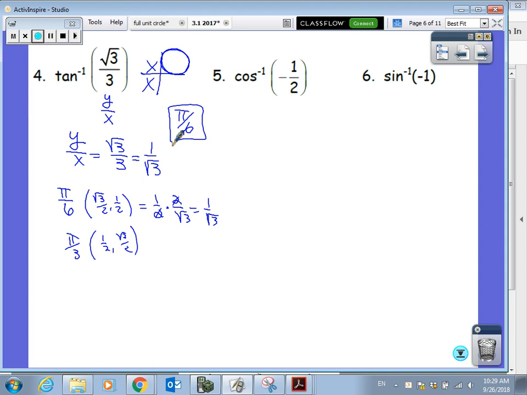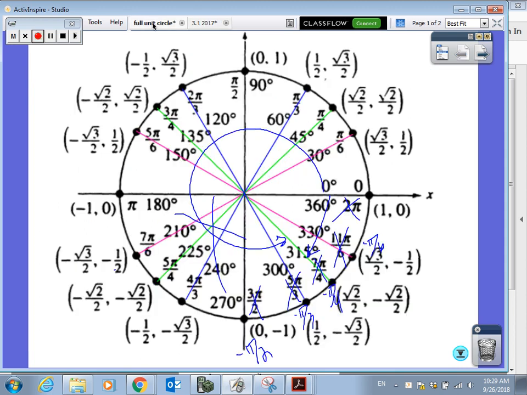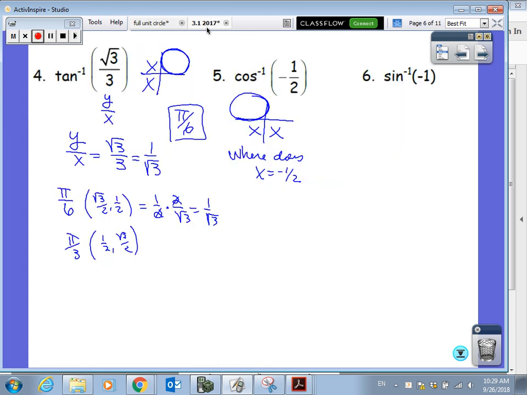Inverse cosine of negative 1/2. So the inverse cosine has restrictions. We can be in either quadrant 1 or 2. Because it's negative, we're going to end up in quadrant 2. So we're looking for where does x equal negative 1/2 in quadrant 2. We go to quadrant 2, we look for the x equals negative 1/2. There's your answer, 2 pi over 3.